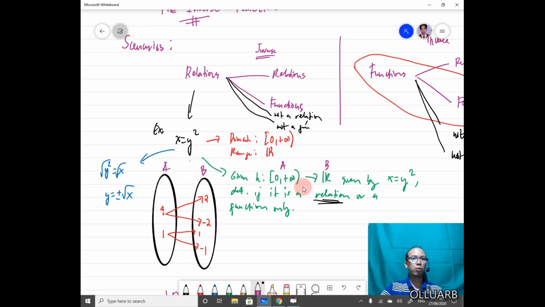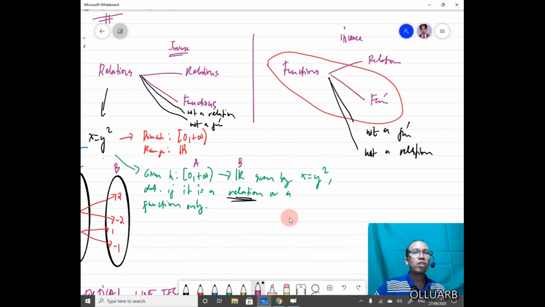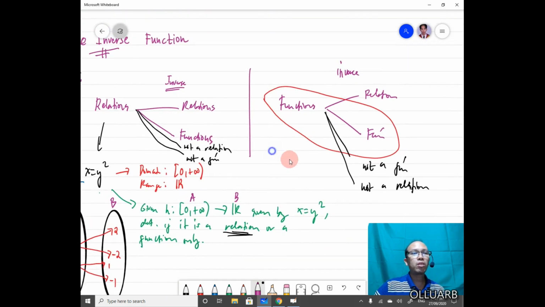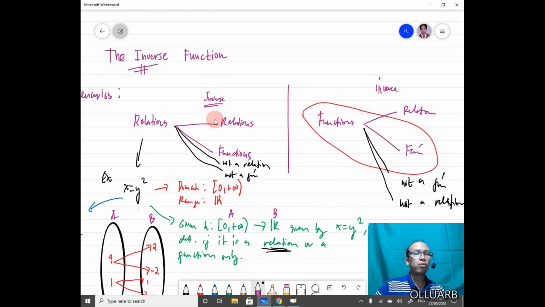Okay, so therefore we have to be careful in writing the question. It will become troublesome later for the student to answer a question if it is not clearly stated in the question. Okay, so our goal here, based on the title, is the inverse of the function.